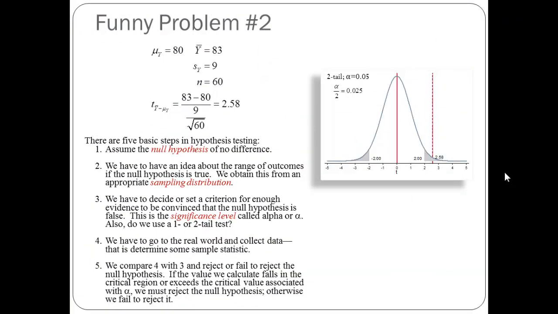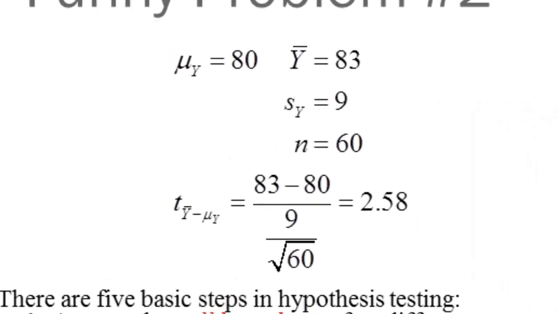Let's look at problem number 2. Notice that I've got roughly the same information. The only piece of information I'm missing is the population standard deviation. I've got mu sub y equals 80, the mean of the population. I have y bar equals 83, and the standard deviation of y equals 9, based on a sample size of 60.